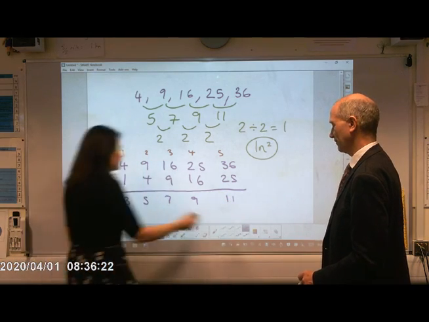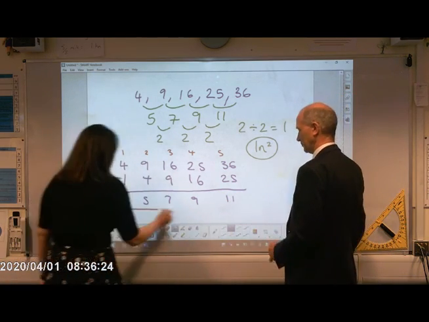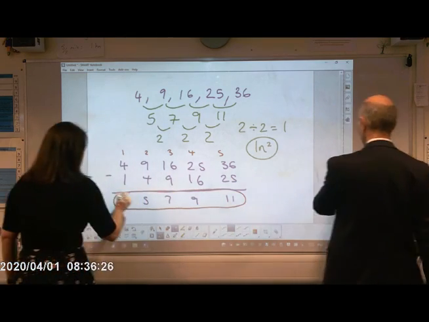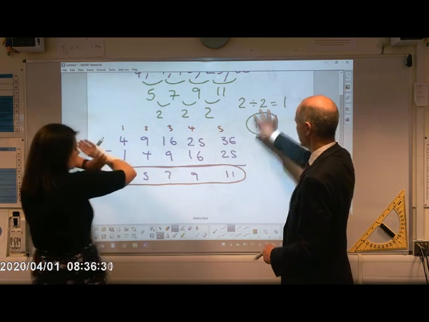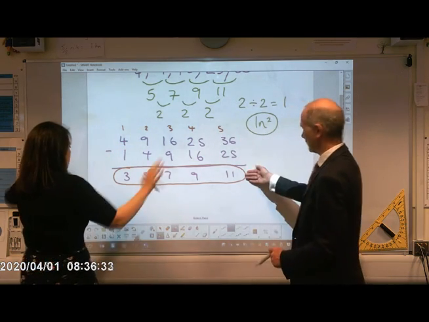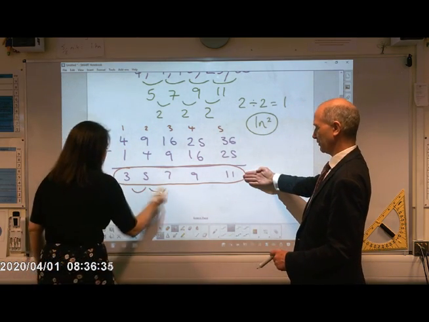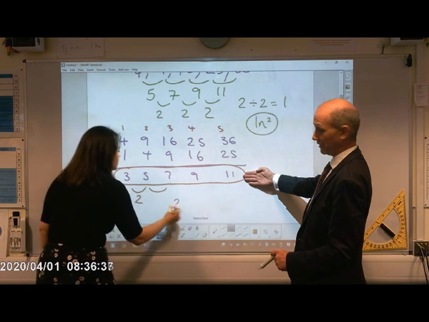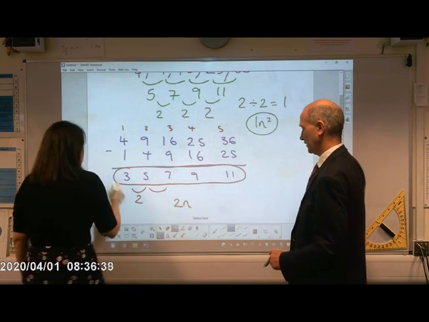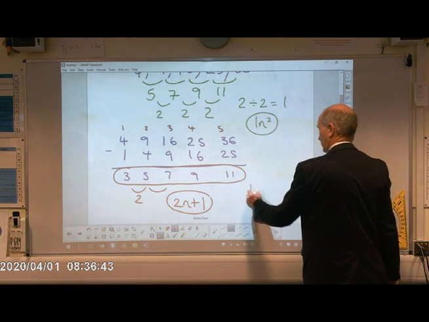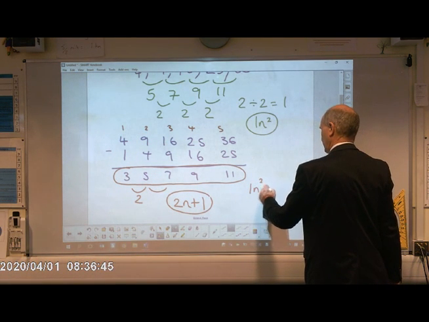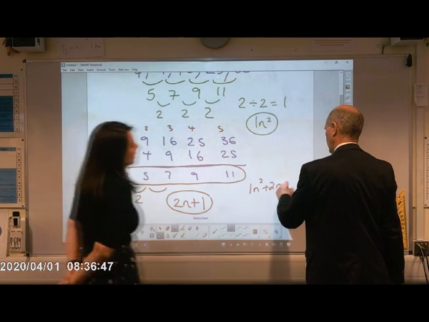My difference is a sequence. Put a little box around it like I did last time. So I'll move this up slightly. Focus just on this. This has been got already with all this work. We've now got the difference that we've got to add on. So it's 2n. How do I go from 2 to 3? I plus 1. So my end answer is 1n squared plus 2n plus 1.